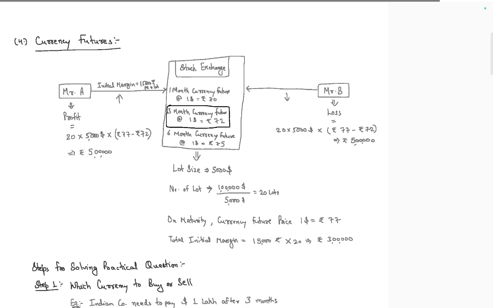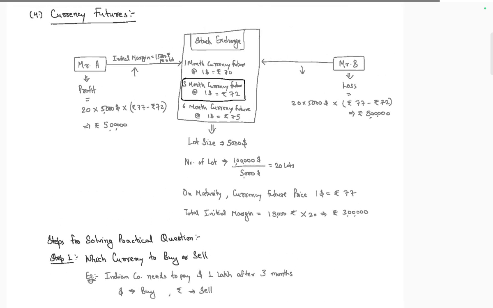On maturity, current prices are 77. Initial margin is 15,000 into 20, which is 3 lakhs. He purchased at 72 and sold at 77, so in this case he gains 20 into 5,000 into 5, about 5 lakh rupees. So what is loss and what is profit? Someone's profit is someone's loss.